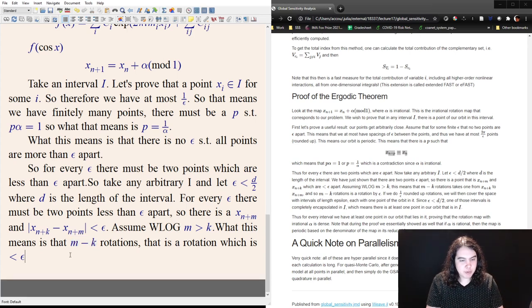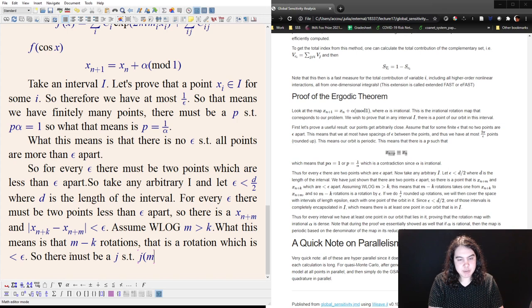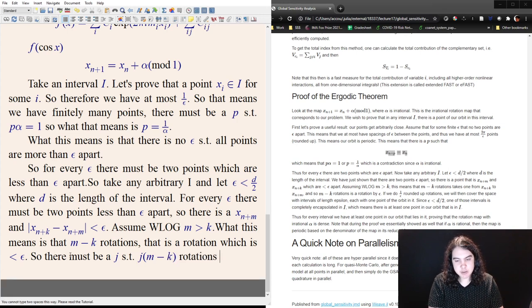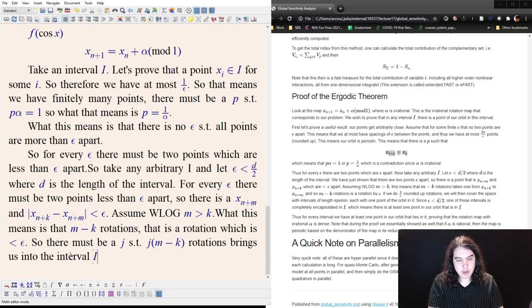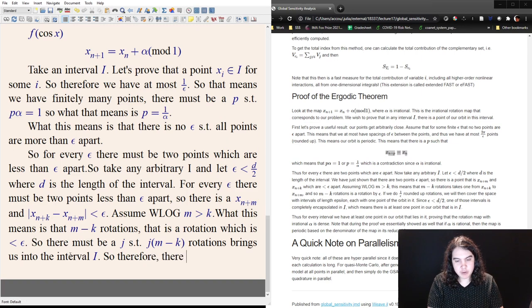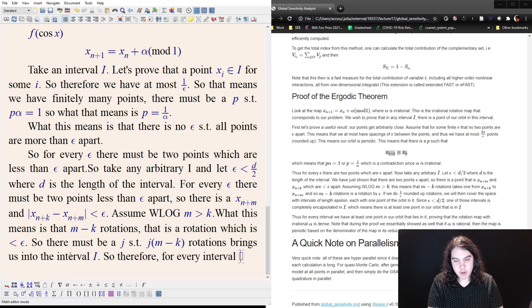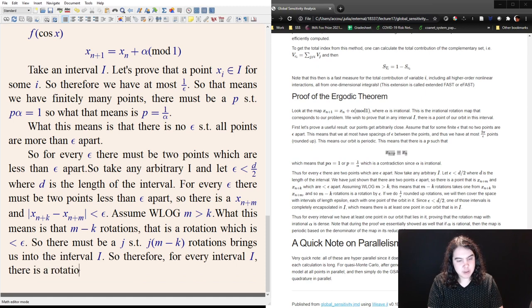So because we're doing this, there must be a j such that j times m minus k rotations brings us into the interval I. So therefore, for every interval I, there is a number of applications of our map that brings us into interval I.